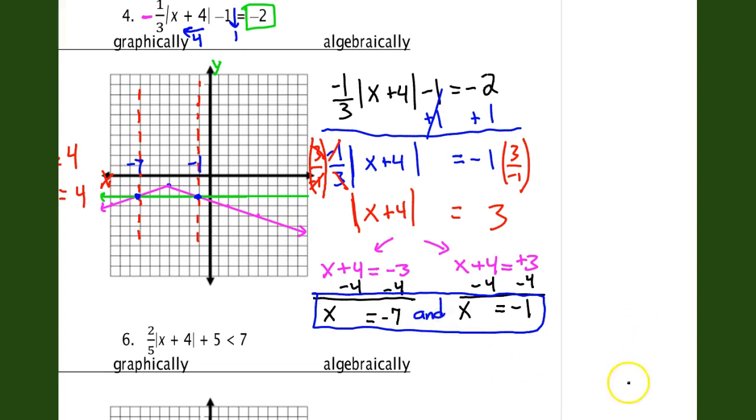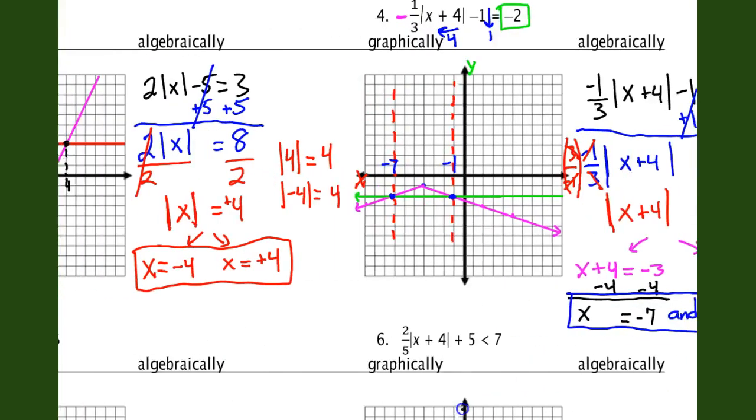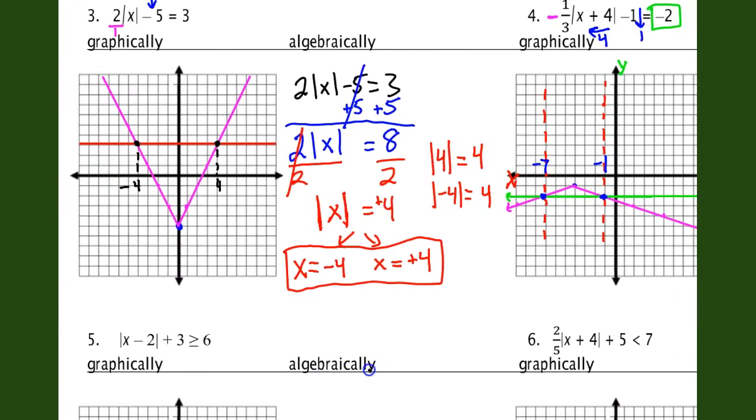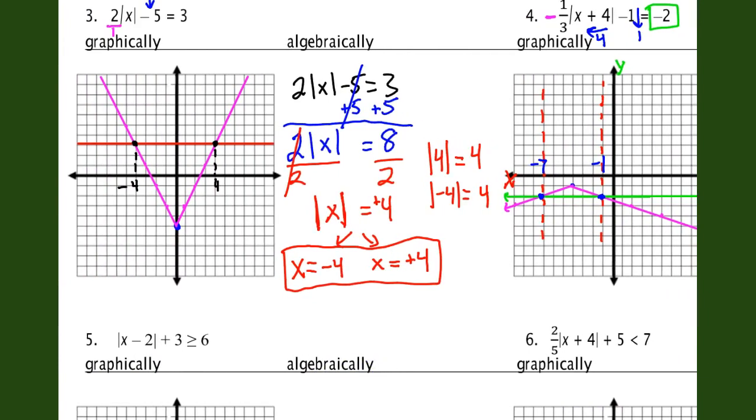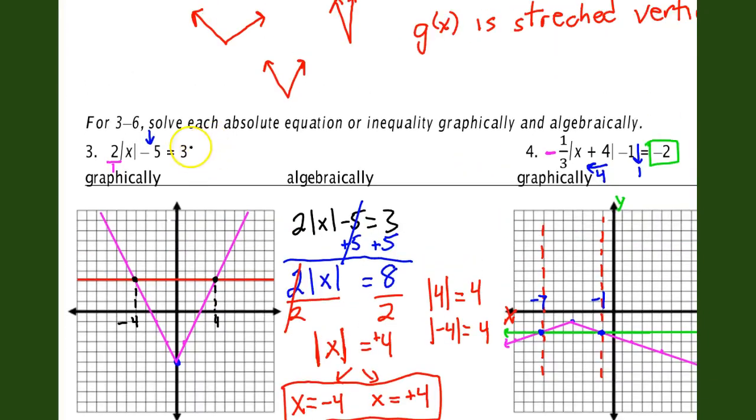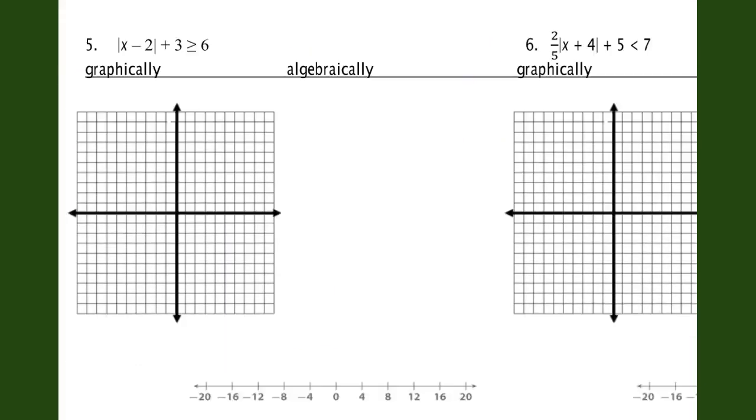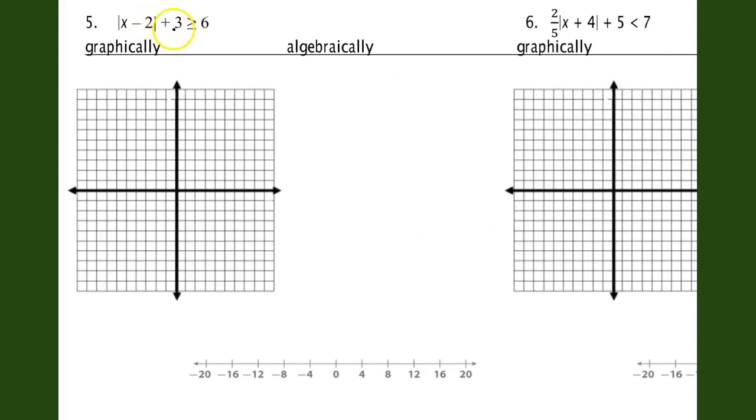There we go. Let's go to number 5. And a slight change here. You'll notice we go from equations on 3 and 4 to inequalities on 5 and 6. We have greater than or equal to, and then we have a less than over here. So let's graph this one first.